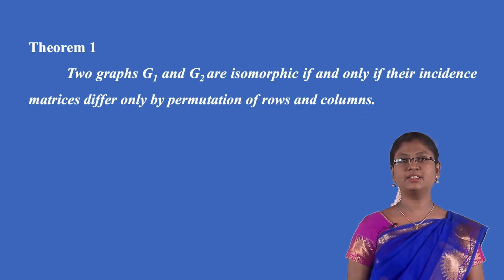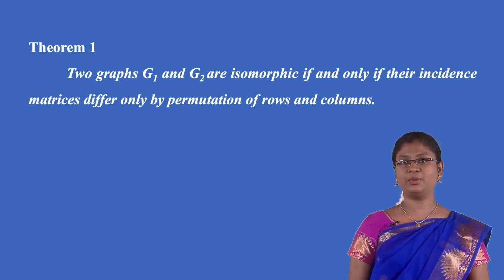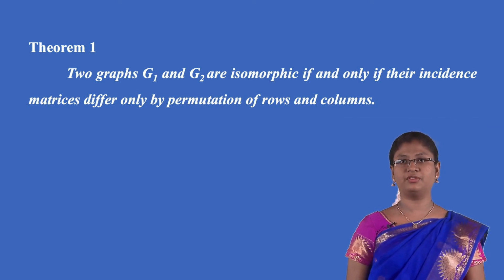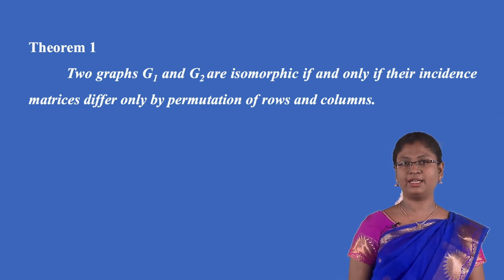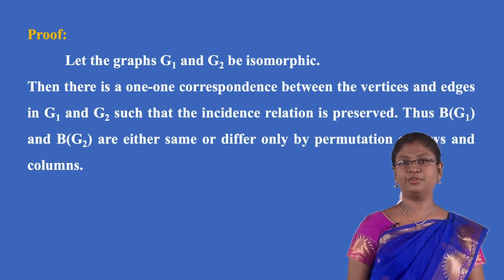Now, we shall see a theorem based on isomorphism of two graphs. Theorem 1, the statement is, two graphs G1 and G2 are isomorphic if and only if their incidence matrices differ only by permutation of rows and columns. We shall see the proof now.